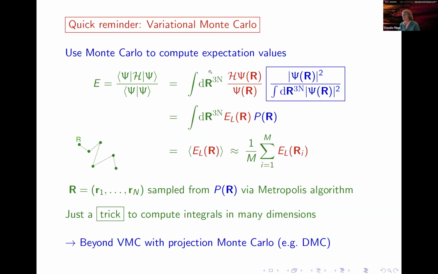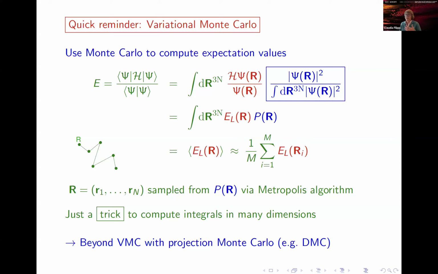So we can rewrite this integral as the local energy, that's the Hamiltonian acting on the wave function divided by the wave function, which depends on all electronic coordinates, weighted by P of R. Now you can sample a bunch of points in 3N dimensions, where N is the number of electrons. You use, for instance, the Metropolis algorithm like in classical Monte Carlo, and you compute the local energy along your random walk, and estimate your energy as an average. This is a trick to compute integrals in many dimensions.